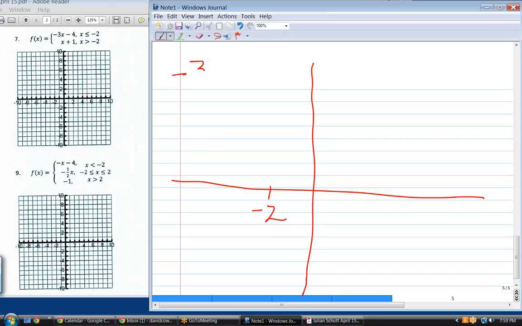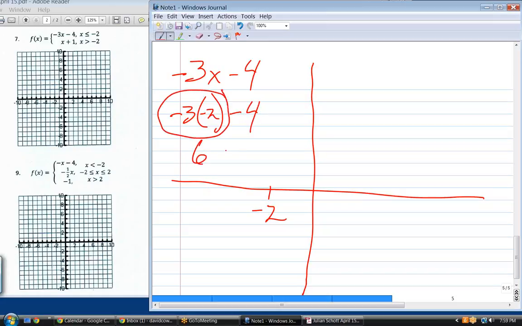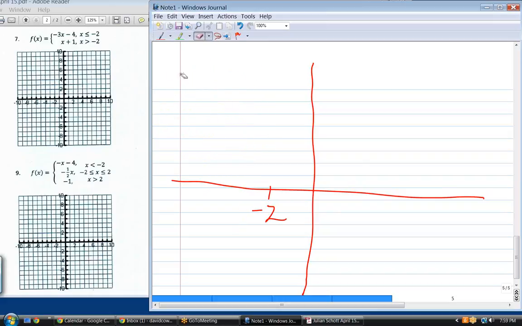Let's just go through that algebra, because you get hung up on the algebra. When I plug in negative 2 for x, what is that? That's positive 6. Minus 4 is positive 2. So that's how you solve for y. And so our first point, closed dot or open dot? It is a closed dot. That's negative 2, 2.